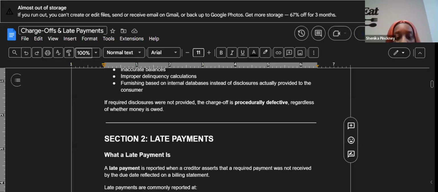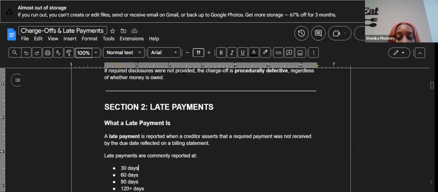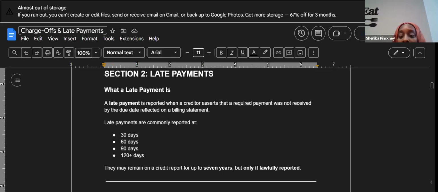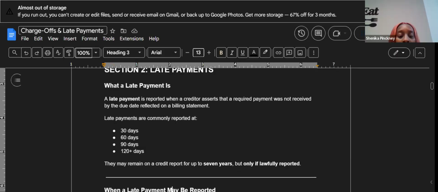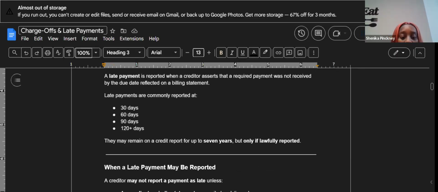Section two, we talk about late payments. So, what is a late payment? A late payment is reported when a creditor asserts that a required payment was not received by the due date reflected on a billing statement. Late payments are commonly reported as 30, 60, 90, and 120 plus days. Once it goes to 120 plus days, that's when it actually turns into a charge off. You cannot have a charge off without having 120 plus days late on an account.